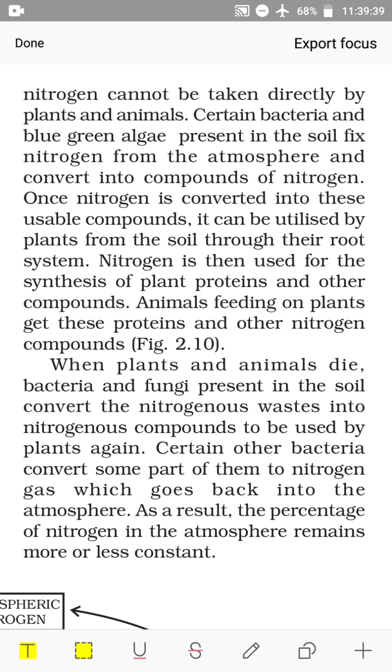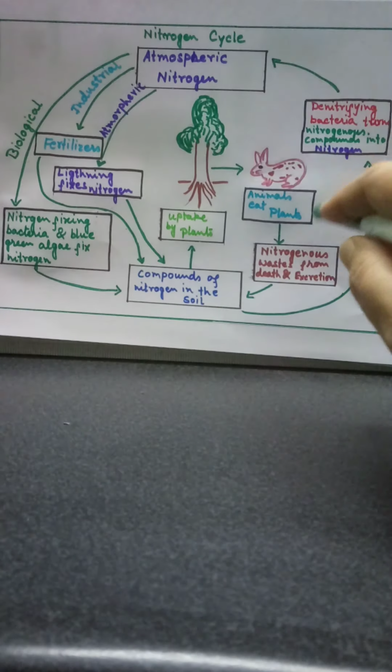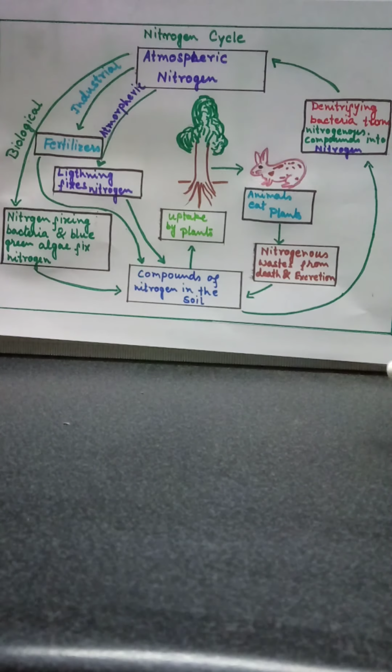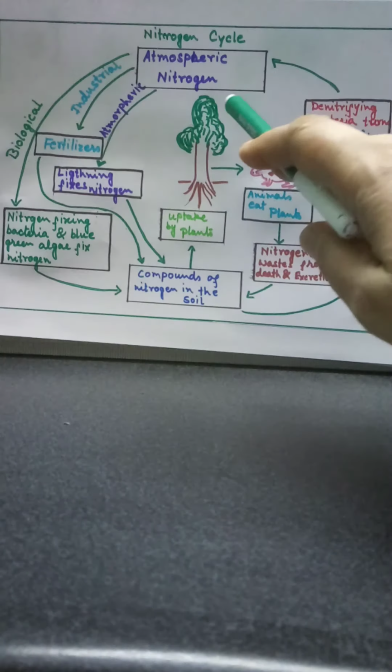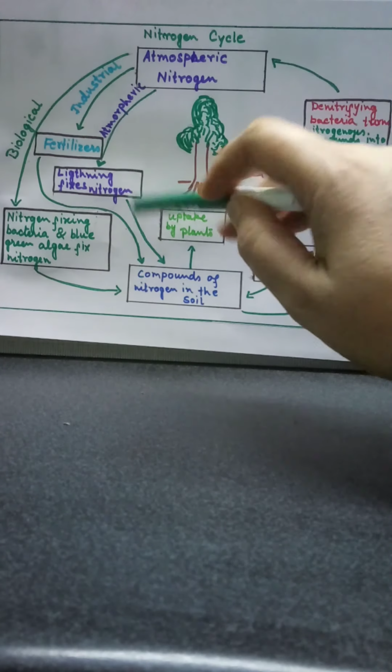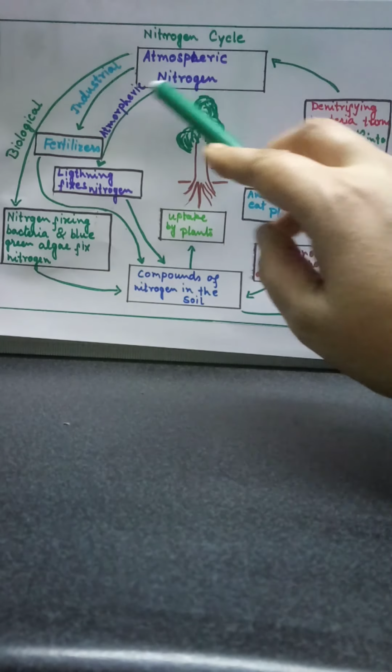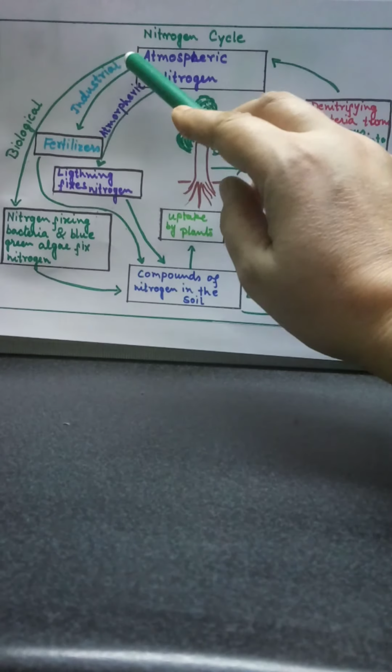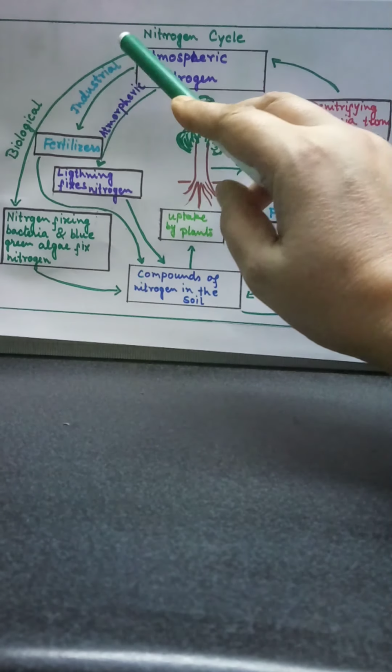Let us see the nitrogen cycle. So, this is the schematic diagram of the nitrogen cycle. Atmospheric nitrogen can be fixed in the soil in three ways: biological, industrial, and atmospheric.